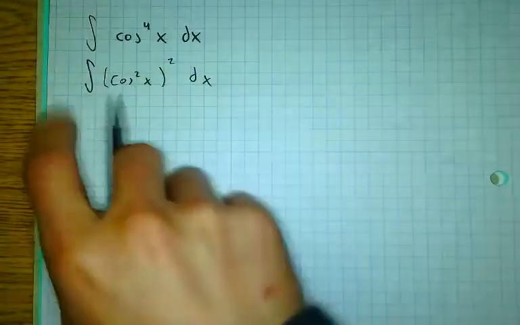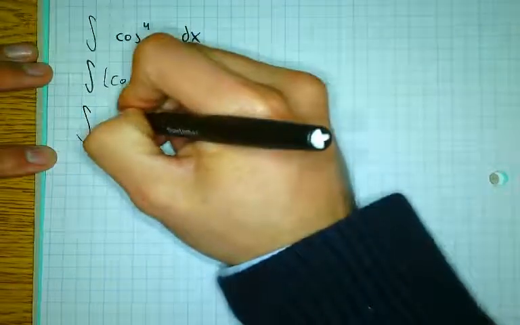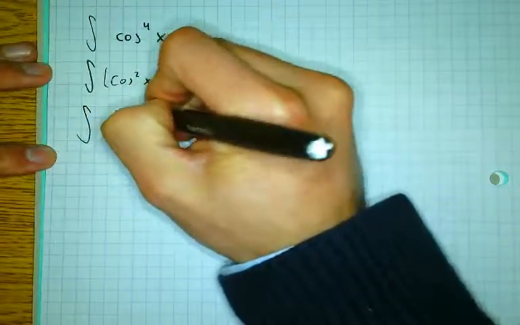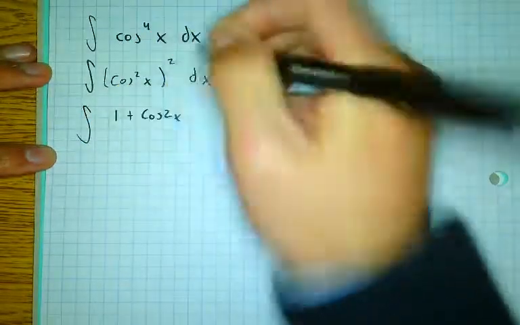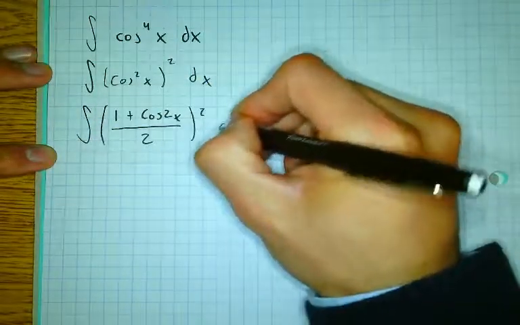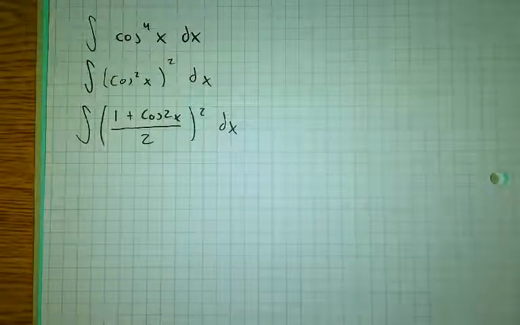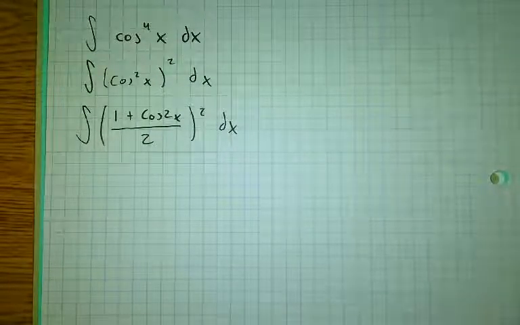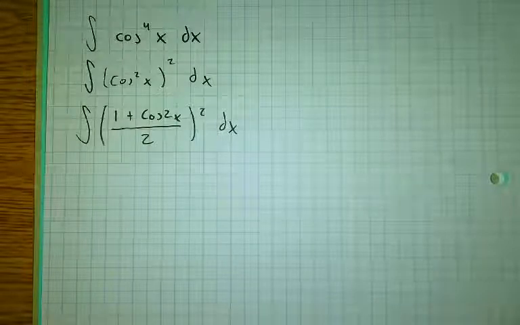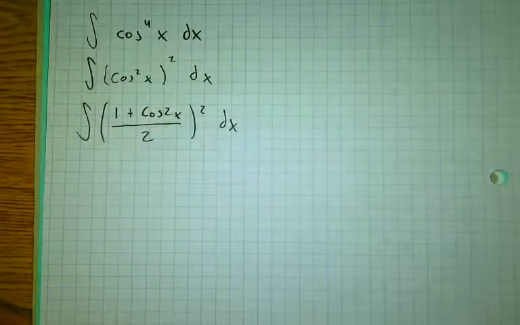Cool? So the power reducing identity for cosine square is equal to (1 plus cosine 2x) divided by 2, squared, dx. And you will have to know those for the tests. Cool? So there's a power reducing. What do you suggest from here?